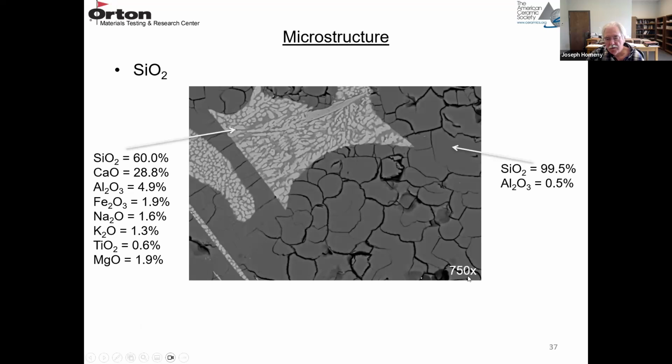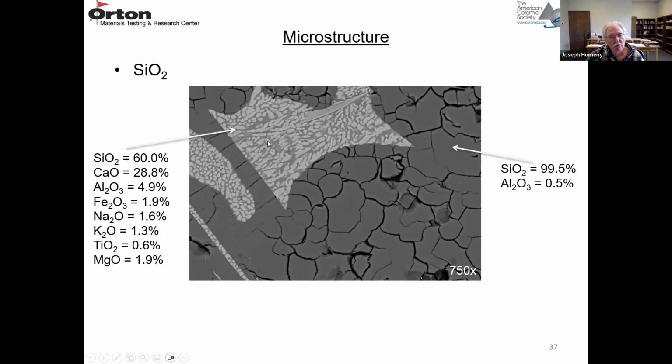So now we go up to 750x. You can see all the silica crystals here. The grain boundaries are in black, so they're easy to see. If you analyze any of these crystals, it's about 99% silica, and the balance on this particular one showed up as 0.5% alumina.